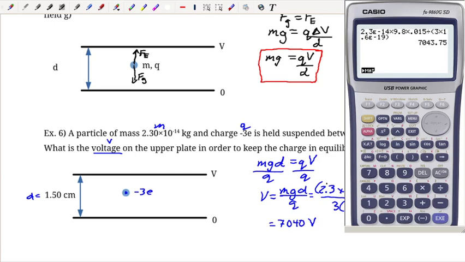So that's it for forces and parallel plates. In the next lesson, we're going to look at energy in parallel plates, and then we'll wrap up the unit.